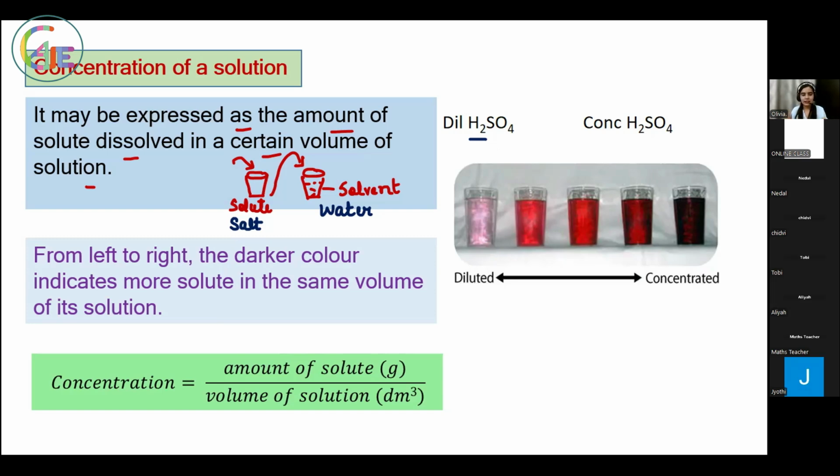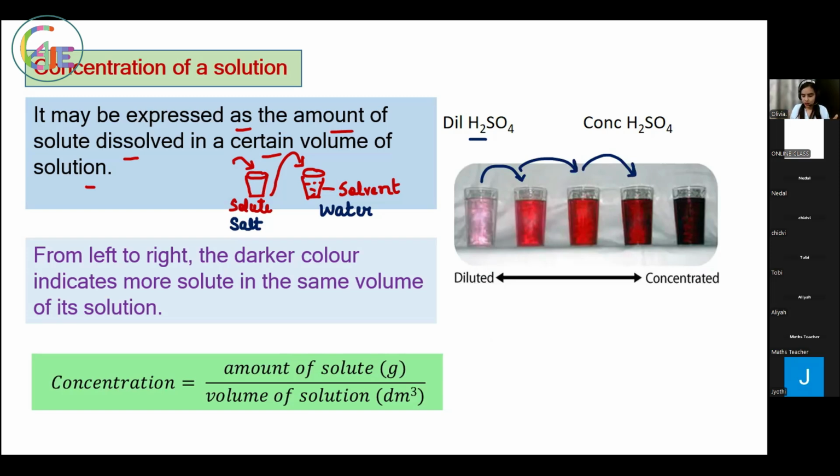You all must have seen it in your labs. All my containers have H2SO4 in them, but still you'll see there is a difference in color of all the glasses. As I move from left to right, the color intensity is increasing, isn't it? The reason is, as I'm moving from left to right, my concentration is increasing. That means the amount of solute is increasing as I'm moving from left to right.